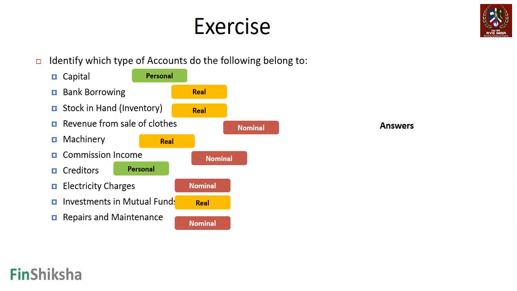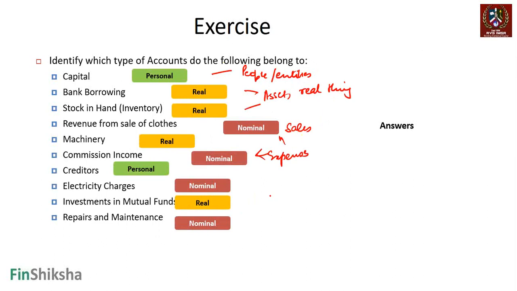Just recall the three broad categories: personal accounts are for people, entities, organizations, etc. Then real is all kinds of assets, or basically real things that you can see and that are held at a particular point. And everything to do with sales and expenses is going to get classified as nominal accounts, right? So effectively, that's how you classify all these accounts. And why are we trying to classify these into individual accounts? Because the entire debit and credit entry system can also be defined as what is happening to these accounts individually.